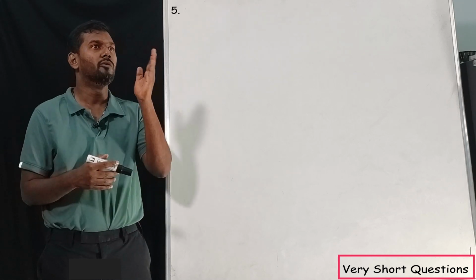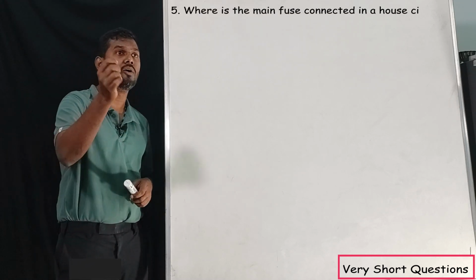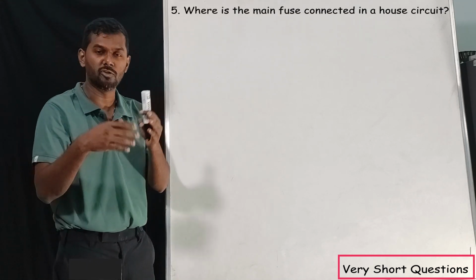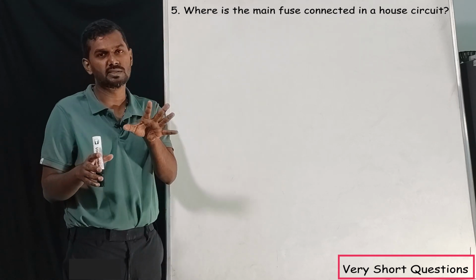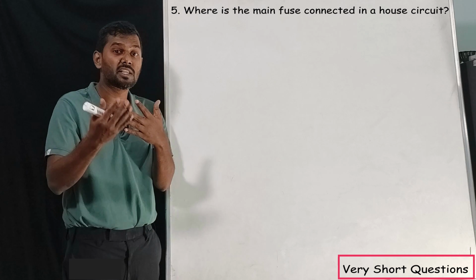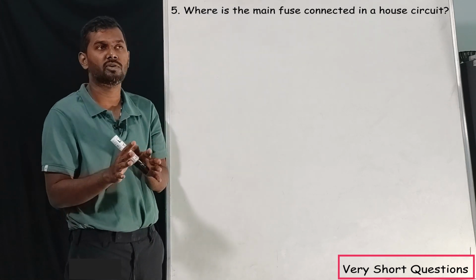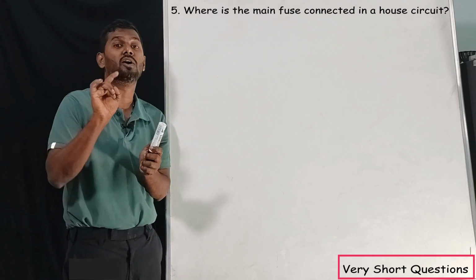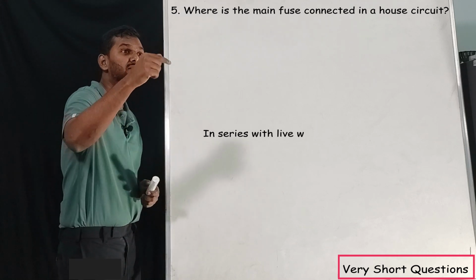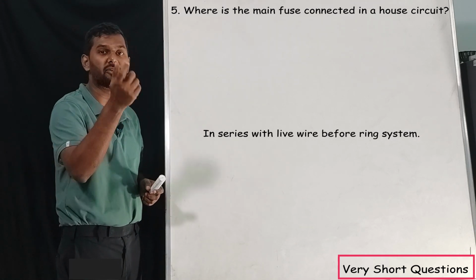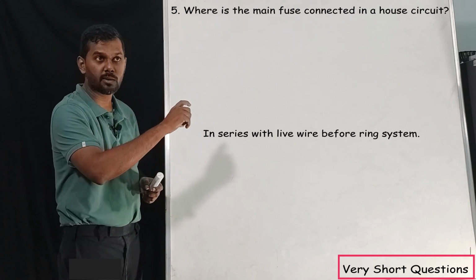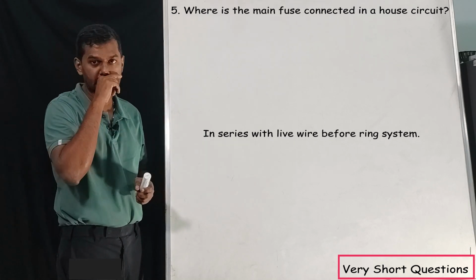Our next question, where is the main fuse connected in house circuit? I know there are many fuses we are using. If you have understood the concept video, this is very easy. If you are seeing this for the first time, definitely it will confuse you. So my suggestion is watch the concept video first. Where is the main fuse? There are two different fuses we are using. Company fuse or pole fuse, both are the same. That is different. Main fuse is different.